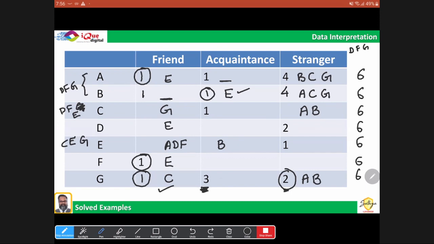That means all the others are acquaintances. That means D, E and F, all three are acquaintances for G. Got this part? Now the reverse also has to be true. So if G and D are acquaintances, then D and G are acquaintances. G and E are acquaintances, E and G are acquaintances. And G and F are acquaintances, that means F and G are also acquaintances. So I've got more information in the table. Are you able to handle till here?